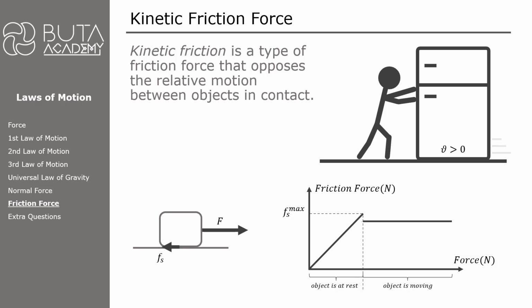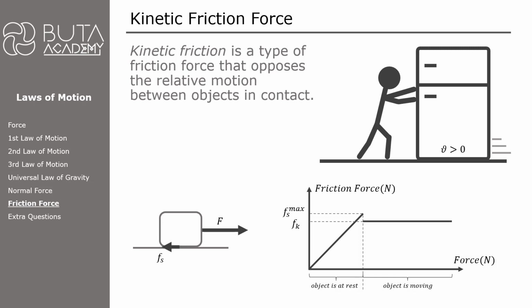We get a complete graph representing the relation between the friction force and applied force. Till this point, the object is at rest, and after this point, it is moving. Before this point, the friction force is static and equal to the applied force. After this point, the friction force is kinetic and its value is constant.